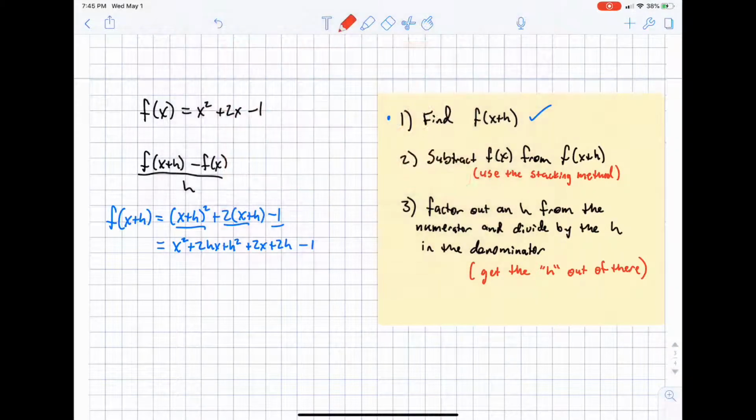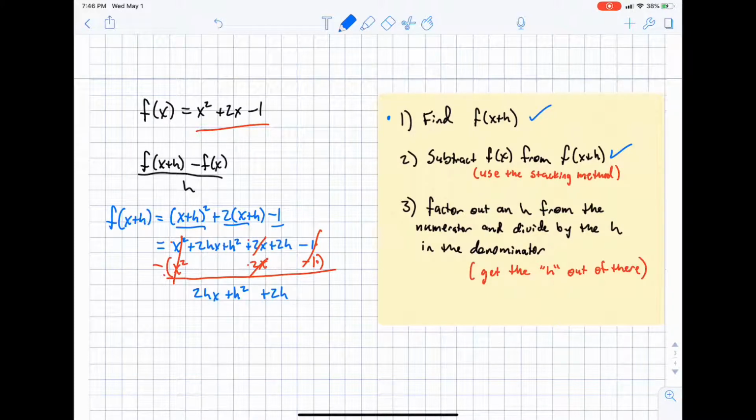Now what I'm going to do is subtract our original function from the f of x plus h. And remember, I'm going to use that stacking method. So I'm going to take the x squared and put it underneath the x squares. I'm going to put the 2x below the 2x, and I'm going to put the negative 1 below the negative 1. And then remember, I'm going to subtract these. So when I subtract x squared minus an x squared, that cancels out and I get a 0. And when I take the 2x and subtract off the 2x, those also cancel out and I get a 0. And then the same thing here, the negative 1 minus a negative 1, those cancel out and I get a 0. So what am I left with? I'm left with the 2hx plus h squared plus 2h. So that takes care of step 2.